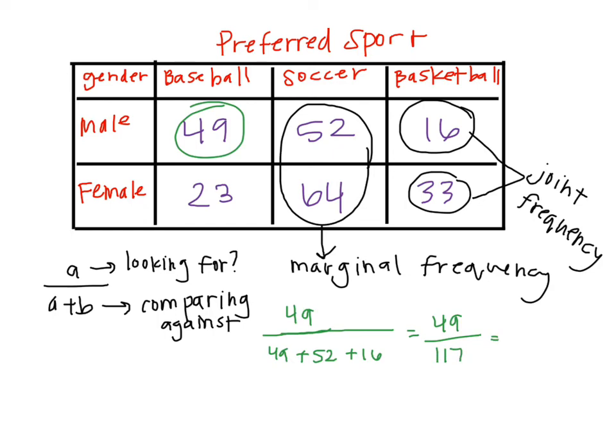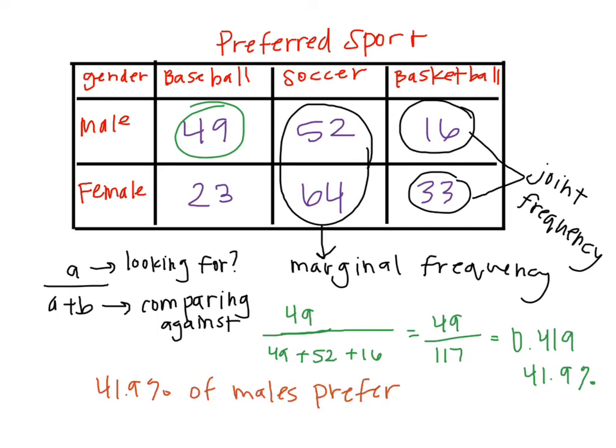And when I round this to the thousandths place, I get 0.419, which can also be converted to 41.9%. So I know that 41.9% of males prefer baseball.